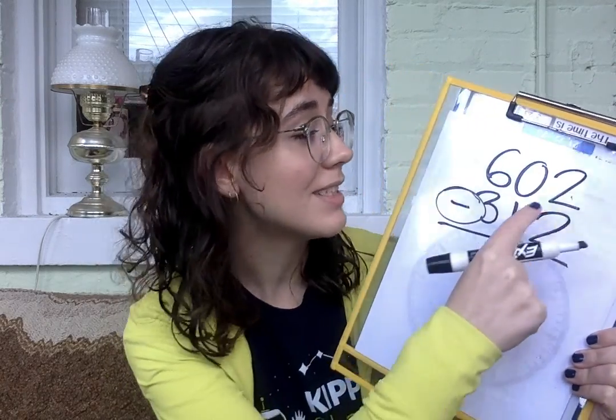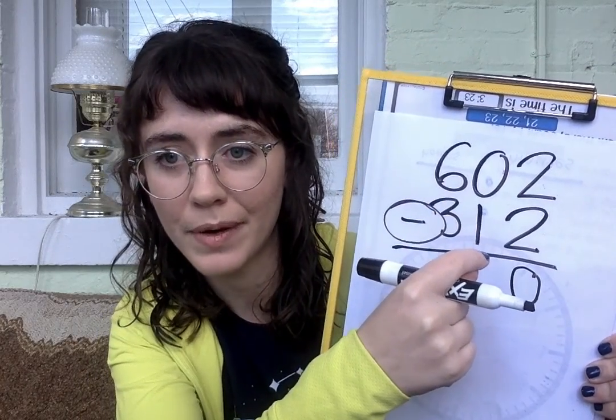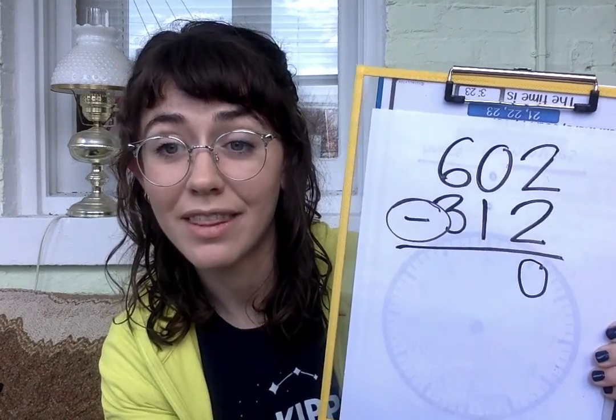In the ones place, they're the same, and so that means we can subtract. 2 minus 2 is 0. Now let's look in the tens place. In the tens place, is there more on the top or more on the floor? There's more on the floor.